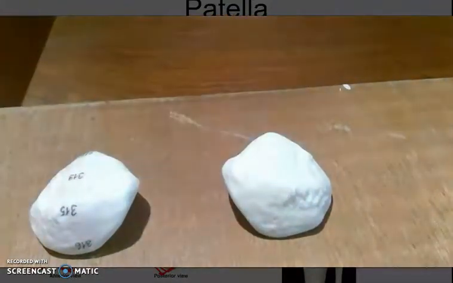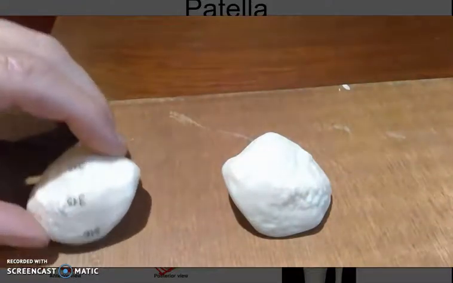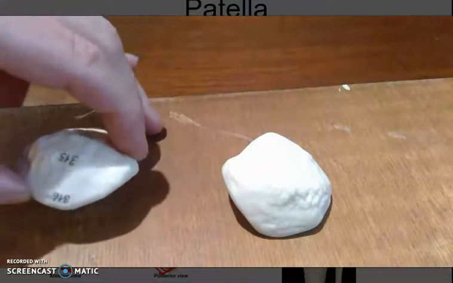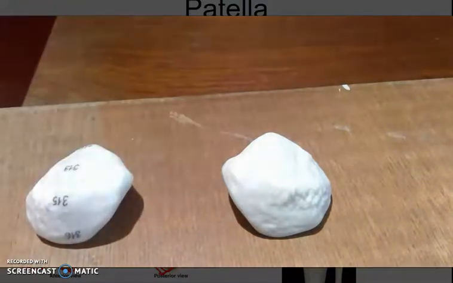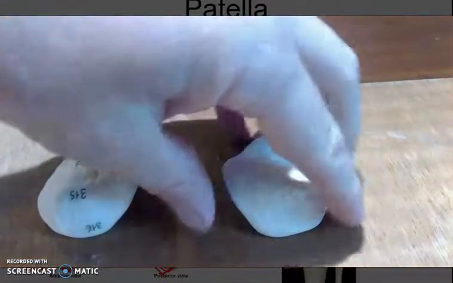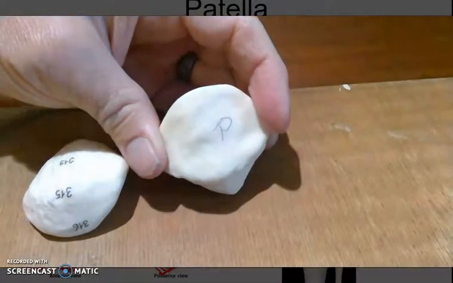So how can I tell that it's left or right? Well, I take the pointy part, which is the apex, I stick it down, and I see which side it falls to. This one is going to the left, so it's a left. And the other way I could tell, this one has an R on the back.